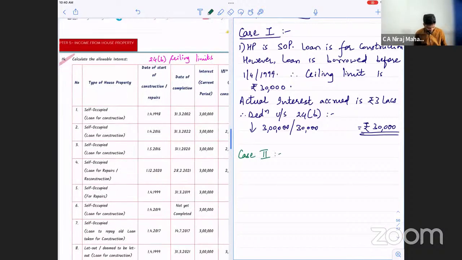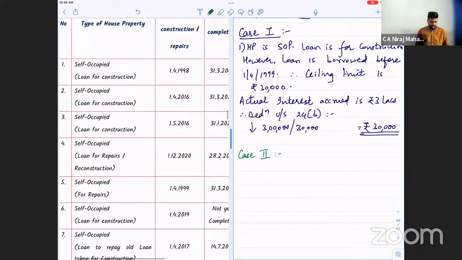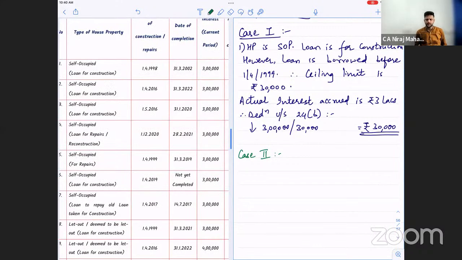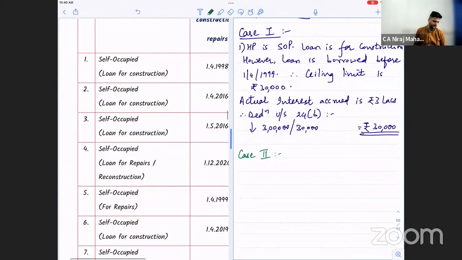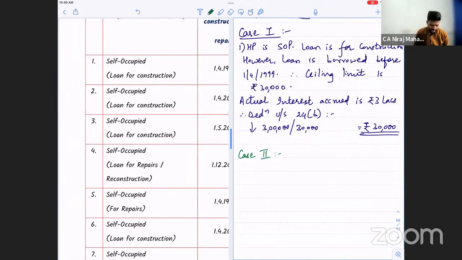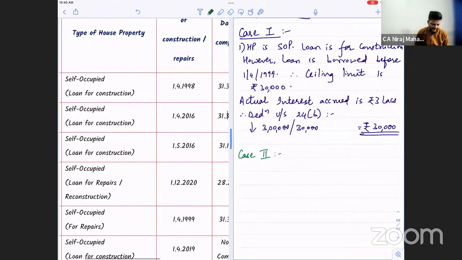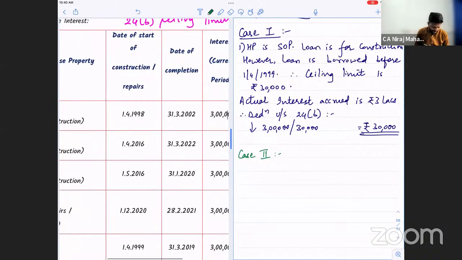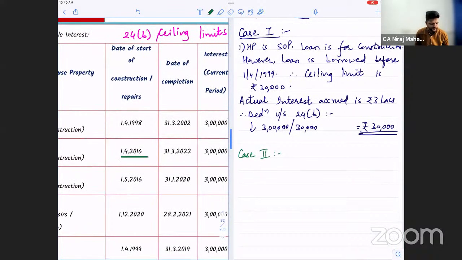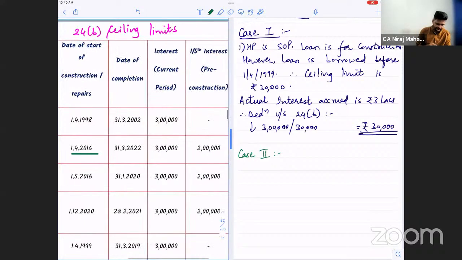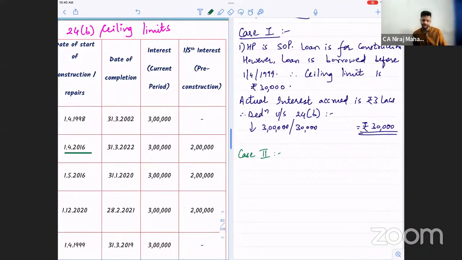Case 2. Remaining, we will not repeat quickly. I mean, all the cases again and again. Case number 2, everyone there? SOP. Loan is for construction, all okay till here. Loan is taken after 1/4/1999. So I'm taking the date of start of construction as the date of loan also. 1/4/16. Fine. 31/3/22, date of completion. Interest of the current year and interest of the pre-construction also. Okay, let's quickly write down.